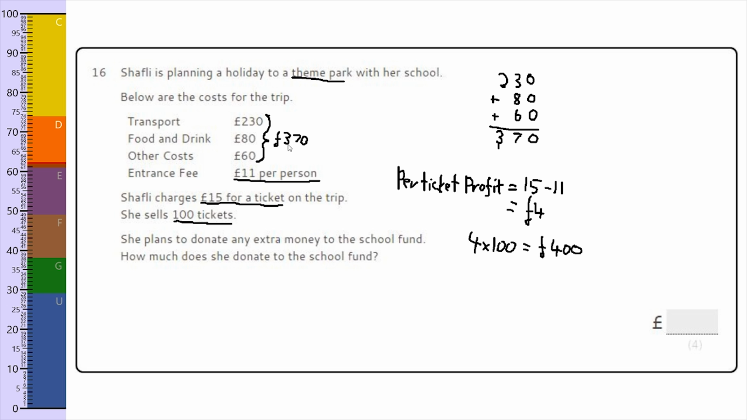But she's paying £370 in standing costs, so profit, so she's made £400, but she's had to pay £370. You probably don't need to set it out this way, because I know 370 plus 30 is going to be that 400. So she's going to have £30 profit to give to the school fund.